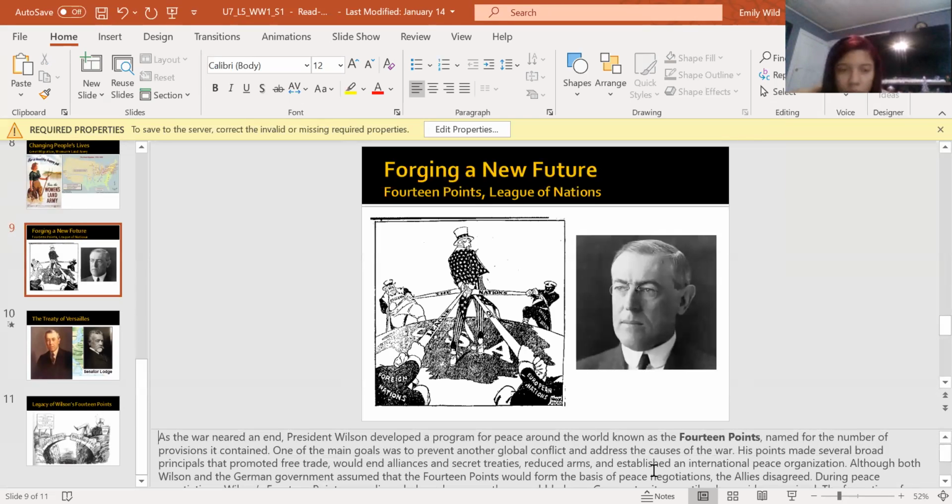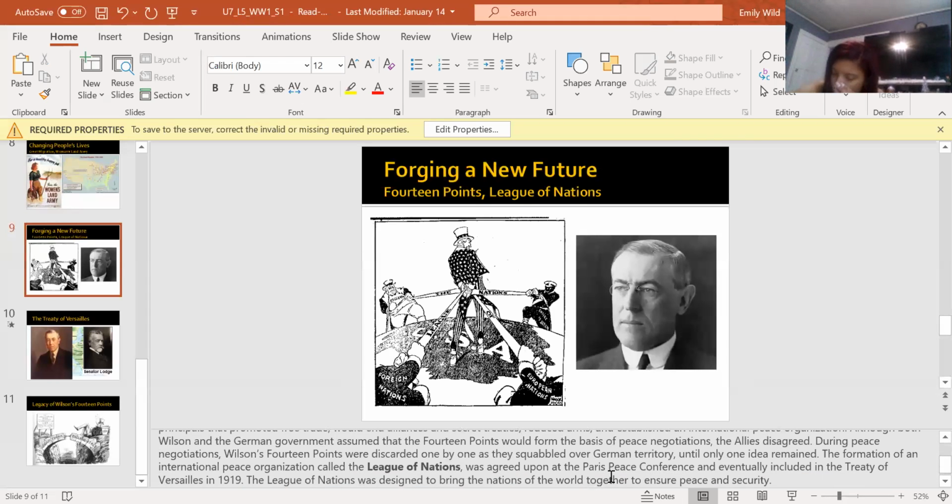The main goals of the 14 points were to promote free trade, end alliances, reduce arms, and establish an international peace organization. I'll repeat those for you. The main goals of the 14 points are to promote free trade, end alliances, reduce arms, and establish an international peace organization. This international peace organization is also called the League of Nations.